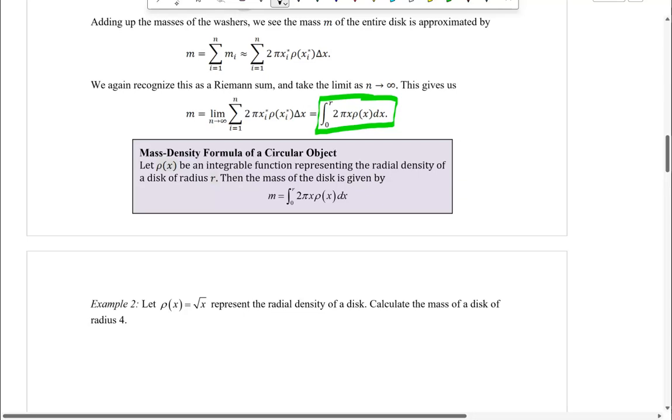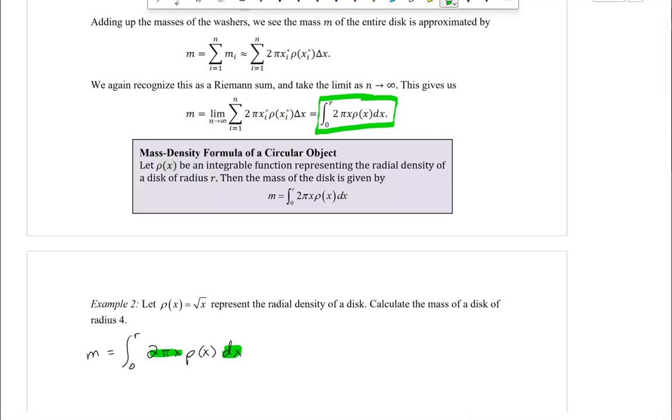Example 2: let rho of x equal the square root of x represent the radial density of a disk. Calculate the mass of a disk of radius 4. So we're taking the mass to be the integral from 0 to r of 2 pi x rho of x dx. Again, as we just discussed above, this part in green gives us basically the area of our washers, and then we're multiplying each one of those areas by our radial density. So that's what we're going to integrate.